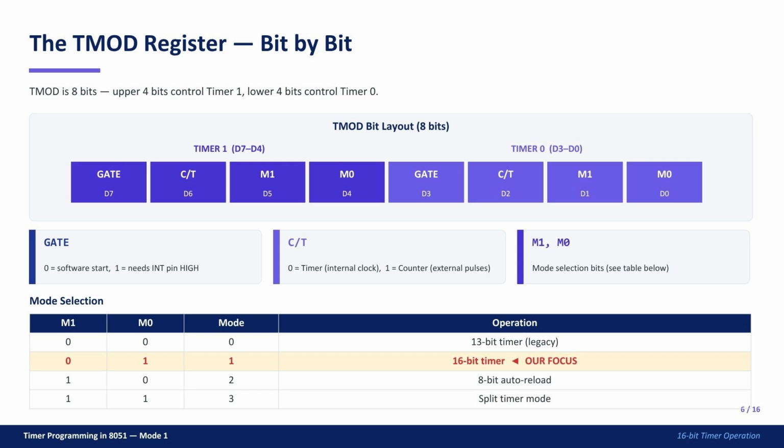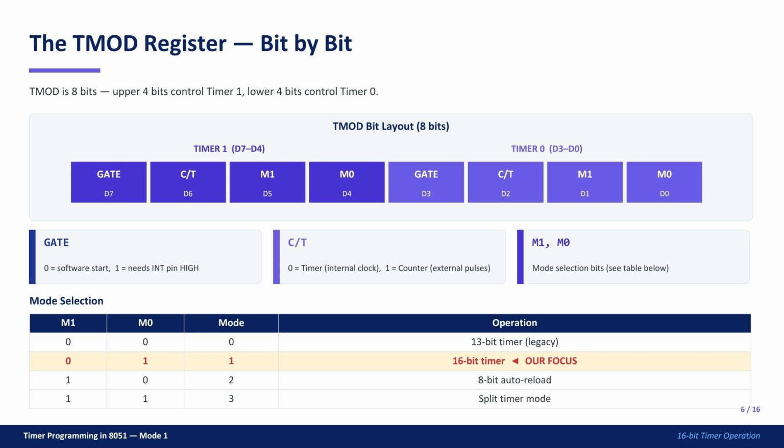C/T stands for counter or timer. When it's 0, the device acts as a timer, counting machine cycles from the internal clock. When it's 1, it acts as a counter, counting pulses from an external pin. Since we want a timer, we set this to 0.